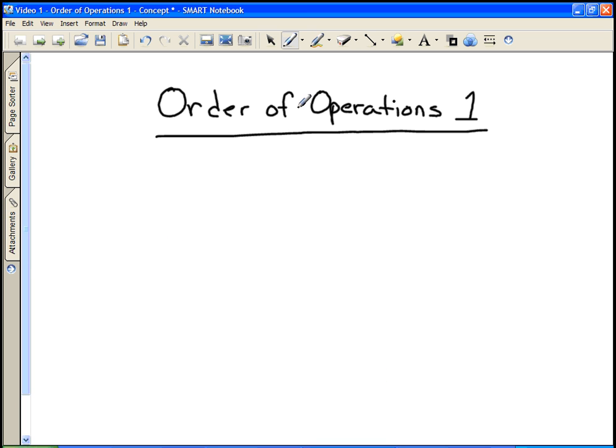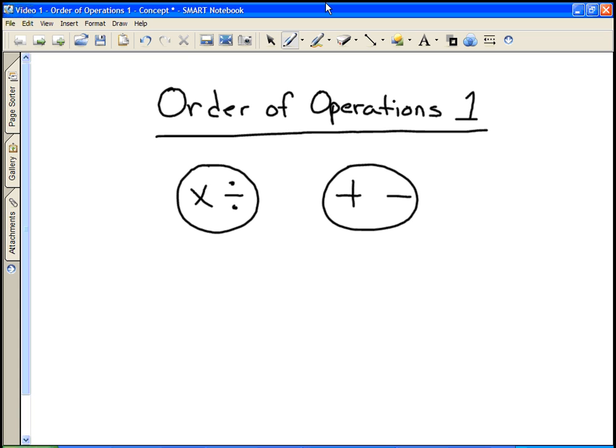We want to take a look in this video at basic order of operations. There's four main mathematical operations that we need to perform. They are addition and subtraction, and multiplication and division. And we can sort of group multiplication and division together and addition, subtraction together.